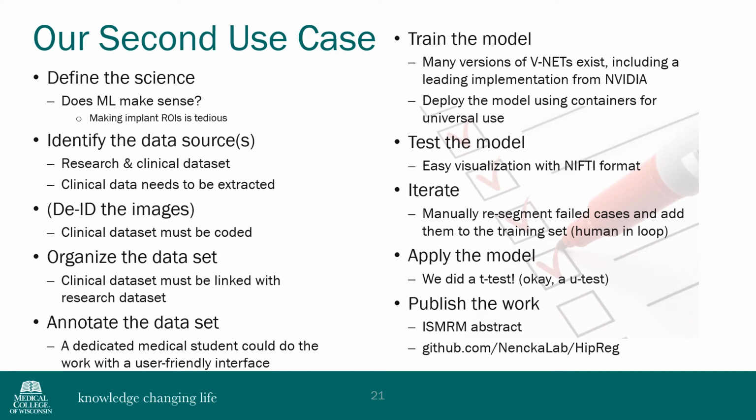Then we identified the source of the data. So we had both research 3T imaging and the coupled clinical imaging data sets that needed to be extracted from PACS for the 1.5T imaging exams for these particular patients. And because those were coming from the clinical record, we needed to take patient privacy seriously and de-identify those images and code them in such a way that they lined up with the 3T images for each patient.